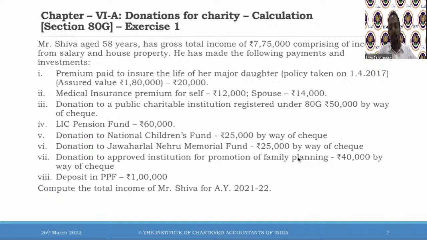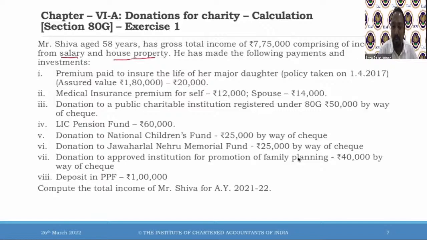So what does the problem say? Shiva, aged 58 years, has gross total income of 7,75,000, comprising income from salary and house property. Premium. So why is this word important? What did I tell you?